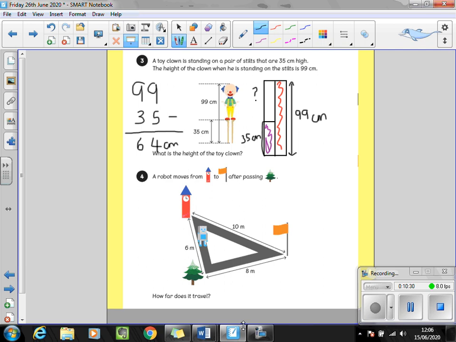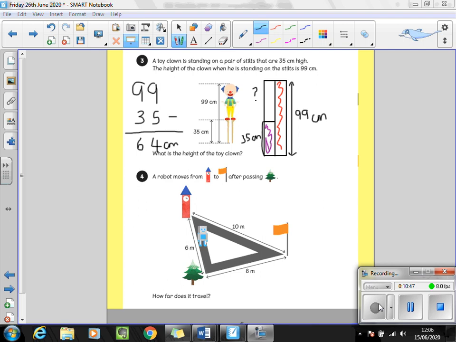Last one. Question 4. A robot moves from the clock tower to the flag after passing the tree. How far does it travel? Pause the film and talk to your adult.